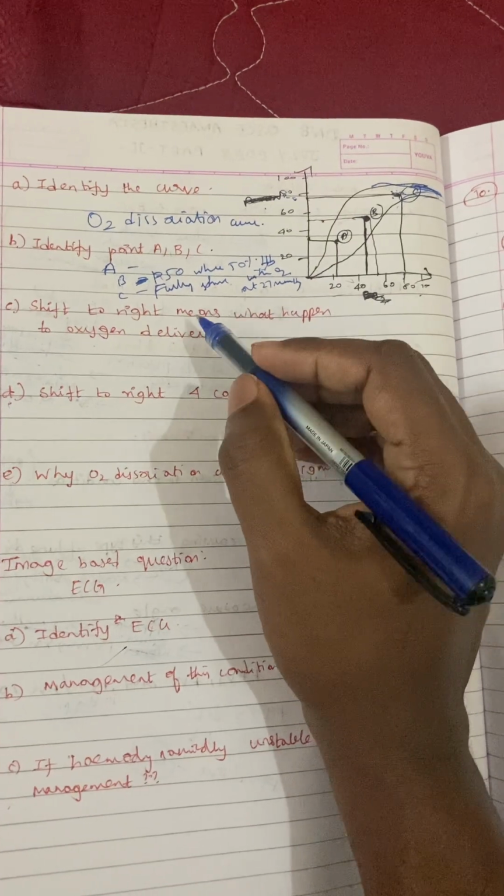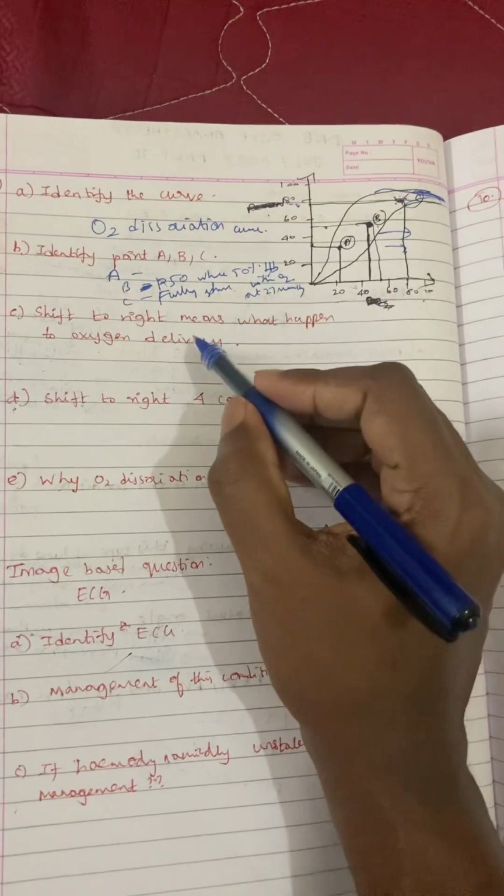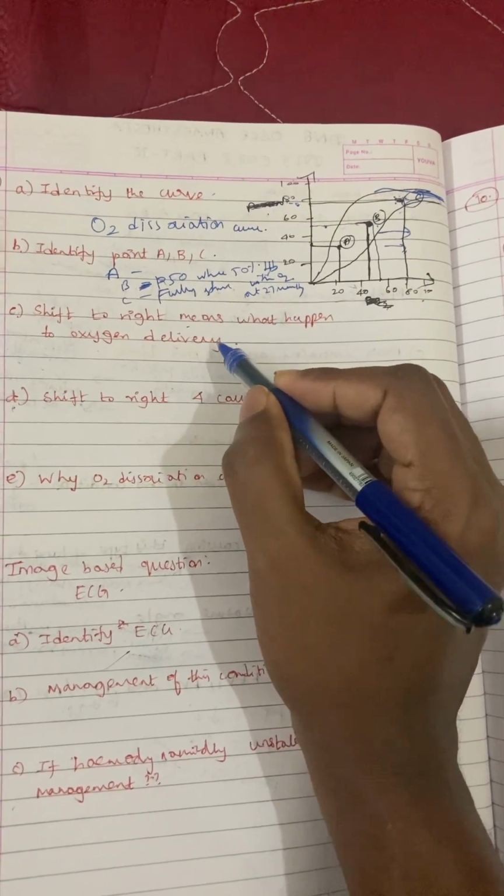The next question is about the curve shifted to the right. What are the conditions? Shift to the right means what will happen to the oxygen delivery.